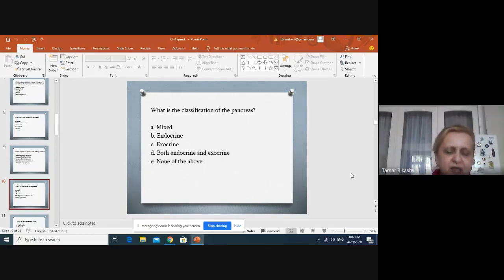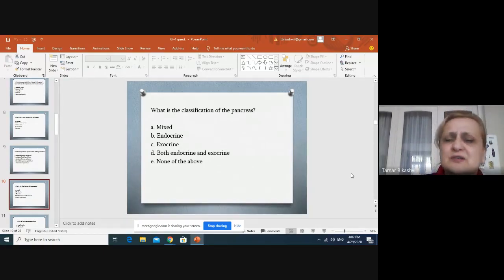For example, these hepatocytes, they have mixed function. Exocrine and endocrine function, because they are the same cells, and they have both functions together. But the pancreas, part of the pancreas is exocrine and part is endocrine, they are different parts and different cells. More correct is both. They have endocrine and exocrine. But sometimes we also use the term mixed.